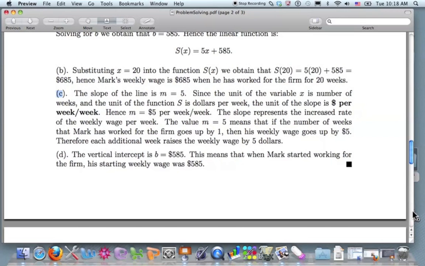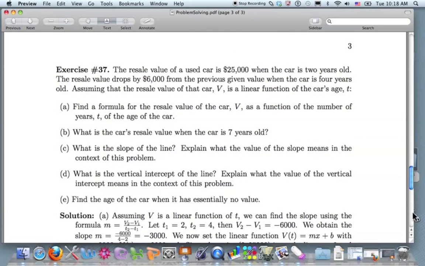The exercise problem I picked is number 37, because that corresponds to a negative slope. So let's read this question through. We see that the resale value of a used car is $25,000 when the car is 2 years old. Again, we see that the values are given in different locations. So we got 2 and 25,000. That's the first point.